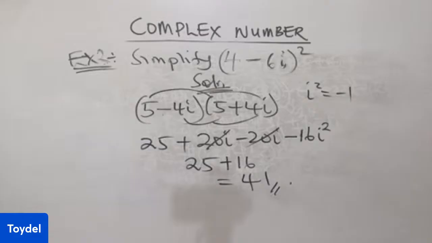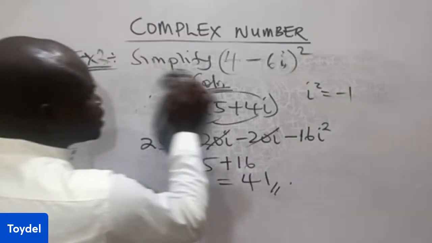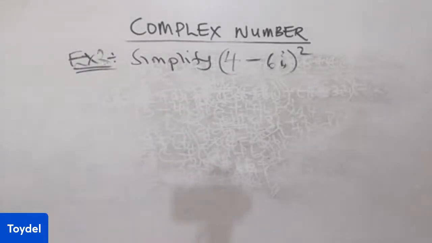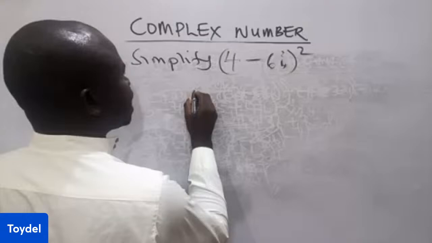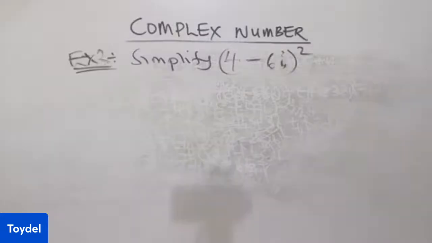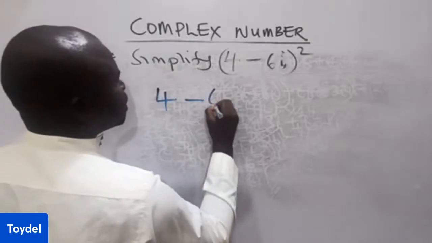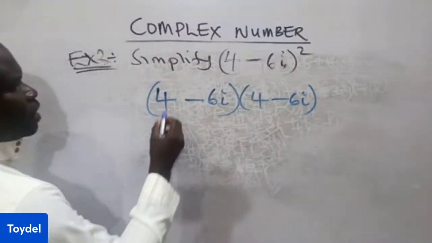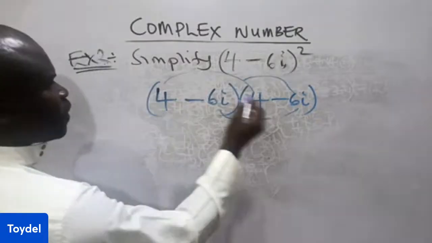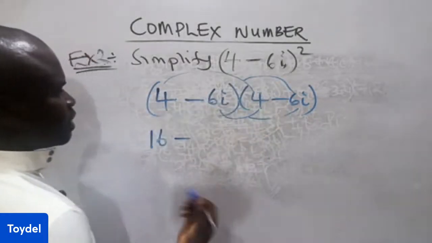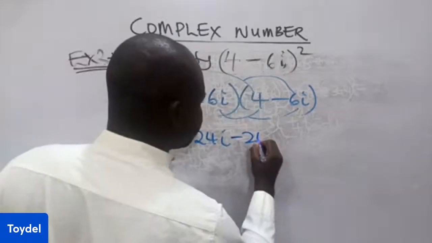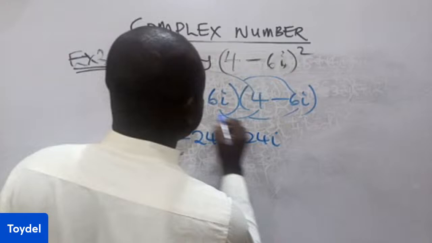We just open up, we expand, do the normal thing. This is the same thing as 4 minus 3i multiplied by 4 minus 3i. So 4 multiplies these two, and minus 3i will multiply these two. 4 times 4 is 16. Minus 4 times 3, that's minus 12i. Then 3 times 4, that's minus 12i. Minus times minus is plus. Then 3 times 3 is 9.